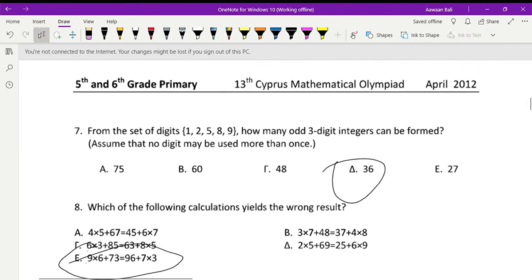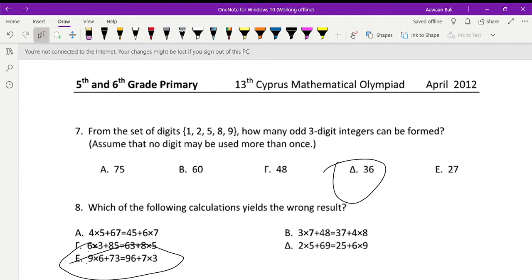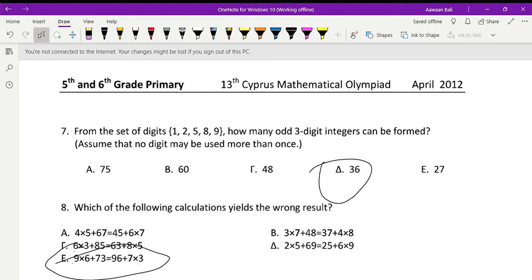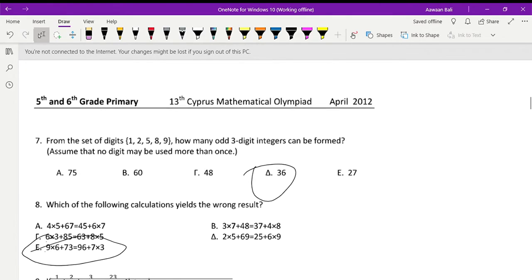364. Question number 7. From the set of digits 1, 2, 5, 8, and 9, how many odd 3-digit integers can be formed? Assume that no digit may be used more than once. Well, there's a lot of possibilities for this, but to find this easily, you just have to look at the first odd 3-digit integers. So we can start with 2.